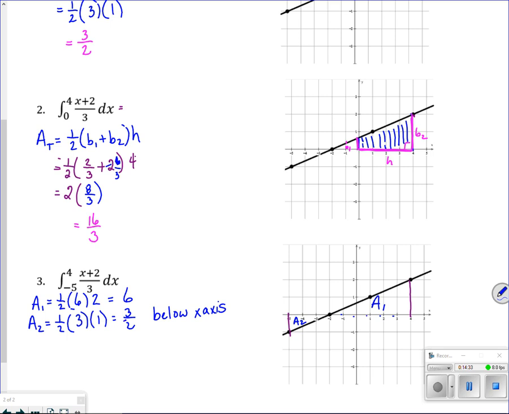So, and people go, wait, area is never negative. Yes, you can use the idea of area to get these values, but you have to understand that the integral is not solely area. It is an accumulation of change. And so if it's below the x-axis, to get that final answer, I need to take 6 minus the 3/2, and that would be, change that to 12/2, so that would be 9/2. And that would be the definite integral of that.